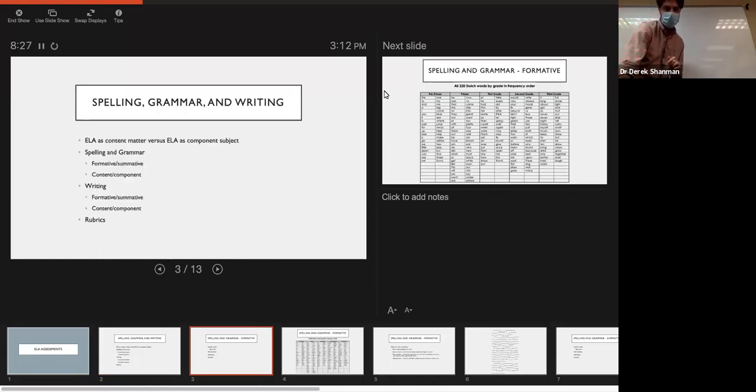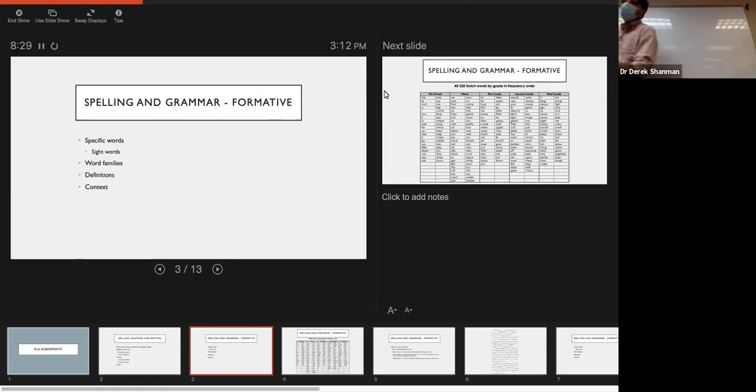Okay, so spelling and grammar as formative assessment. This seems like it should be about as straightforward as it gets, right? At a basic level, that is true. You teach a specific set of words, you test a specific set of words, and you're done, right? There is value in that, but that is not going to be the only thing that we want to do.